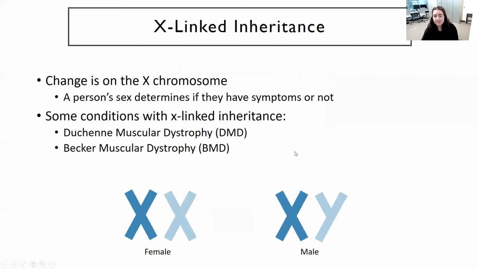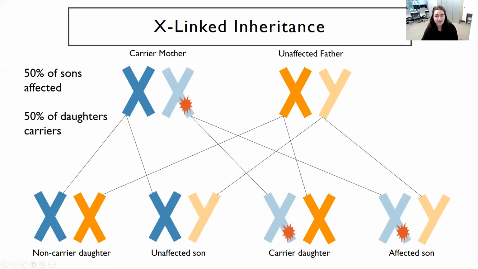All right, so the last type of inheritance I'm going to talk about is X-linked inheritance. So that has to do with our sex chromosomes. You'll remember that typically we say people with 2 X chromosomes are female and people with 1 X and 1 Y chromosome are male. So in X-linked inheritance, we're talking about gene changes that are located on one of the X chromosomes. And your sex determines whether or not you have symptoms of that disease. Some examples of this are Duchenne and Becker muscular dystrophy, which are inherited in an X-linked manner.